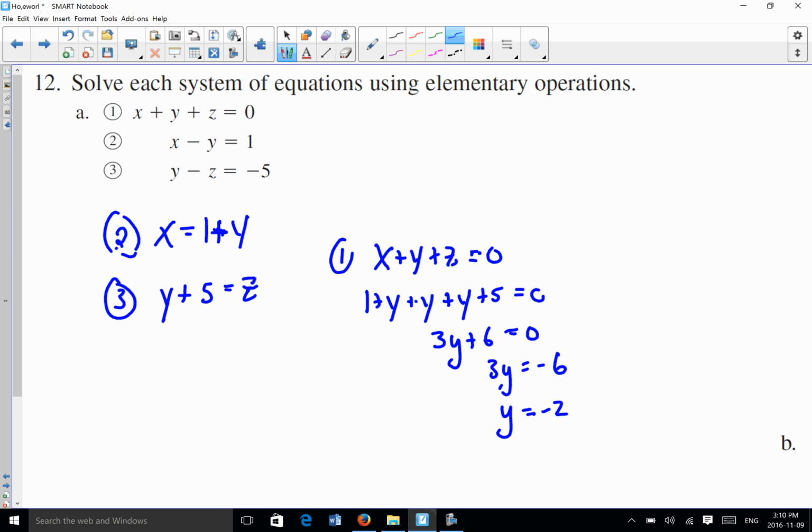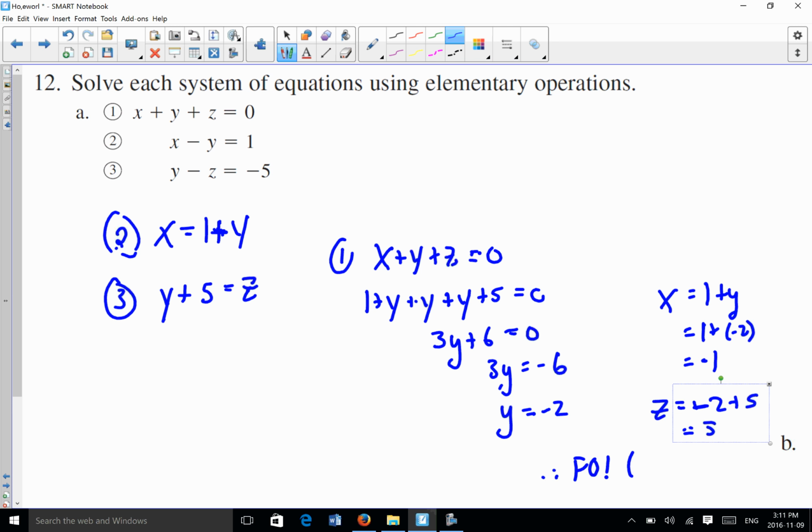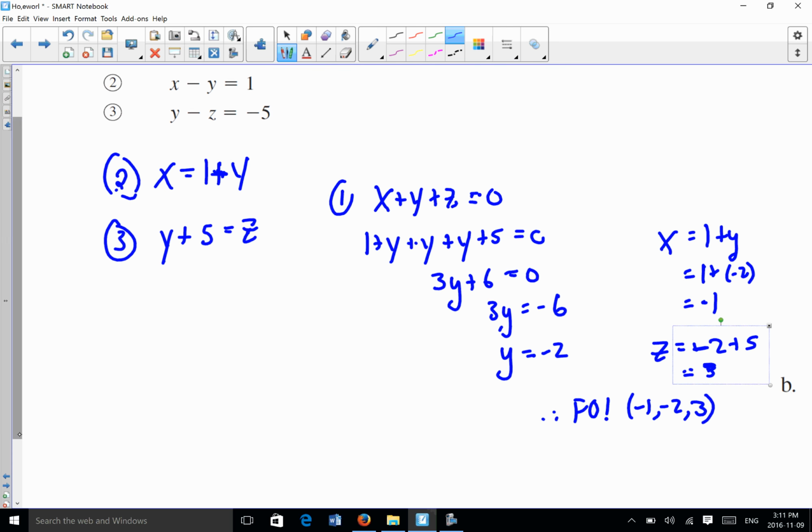Once I got y, well, I can go back and get x. X is 1 plus y, which is 1 plus negative 2. So in other words, negative 1. And z, same thing. It's y plus 5. So negative 2 plus 5 gives us 3. Our POI is negative 1, negative 2, and sorry, it's so hard to read there, 3. Okay, that's actually a pretty nice one. And we can usually do that if you end up with only 2 variables in each equation.